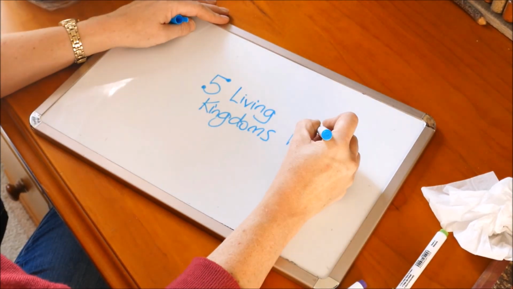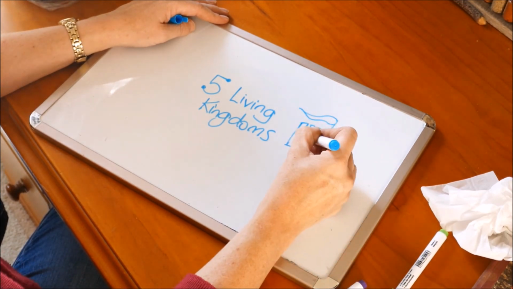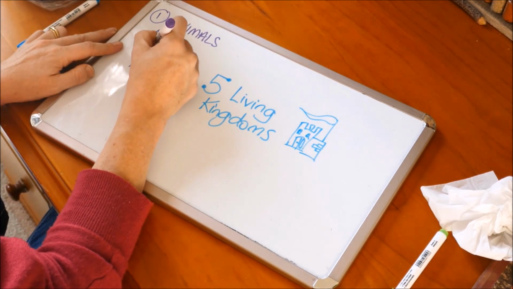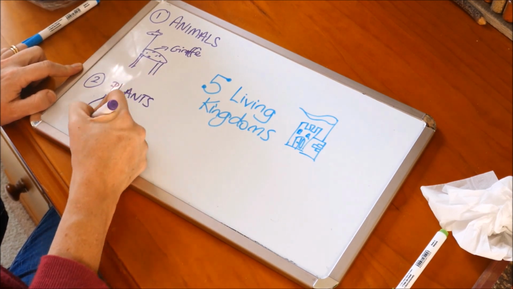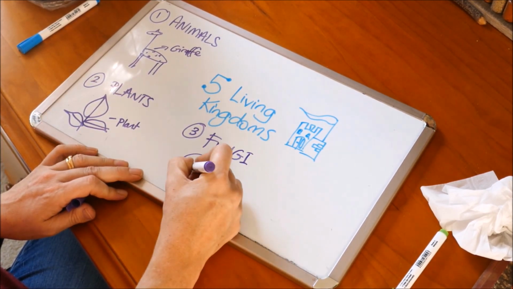Okay, just a little bit of a refresher on grade 3-4 biology. Last year we learnt about 5 living kingdoms. Some of them are easier to remember than others. The first group are the animals. The second group are the plants. In fact, in the past, they used to think there were only these two groups.